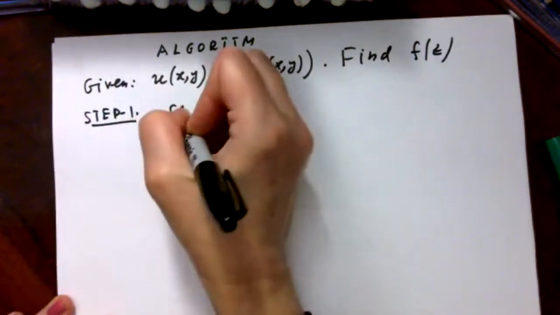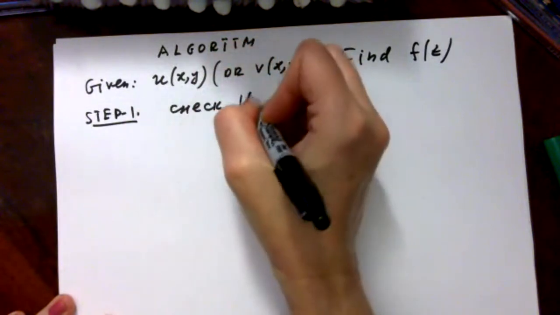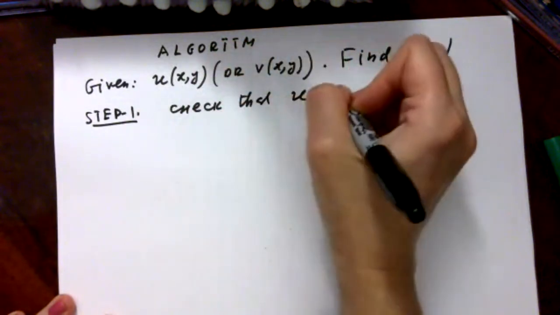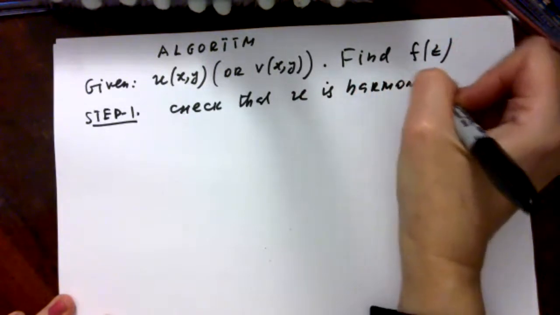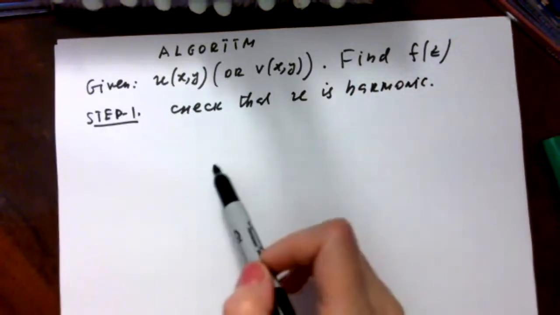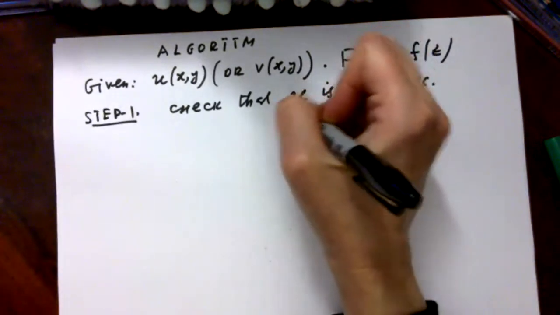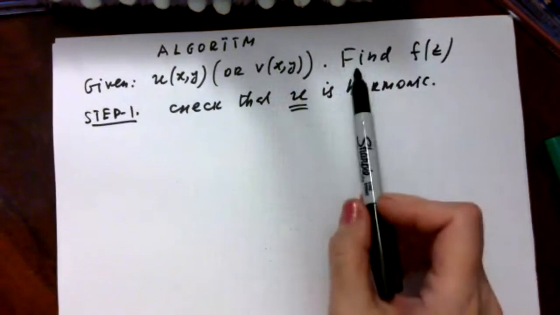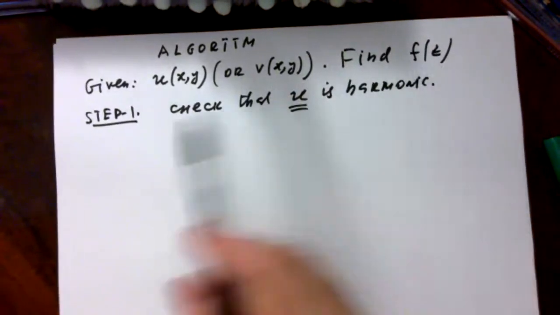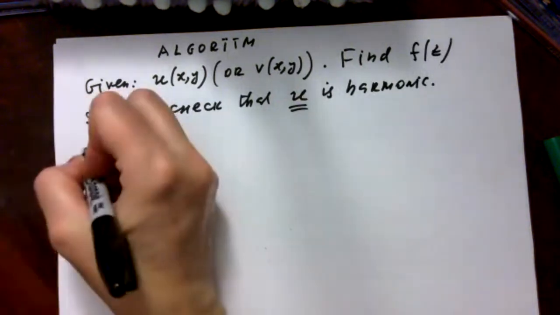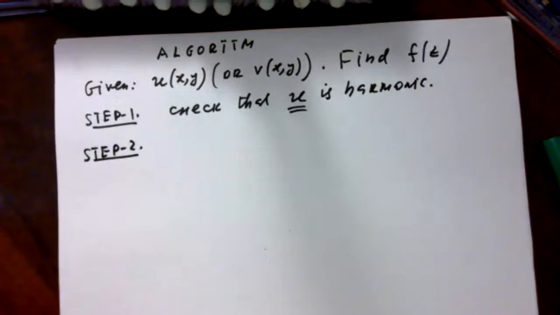Step one: check that the function you're given, u or v, is harmonic. This is absolutely necessary. Only if the function is harmonic is it possible to do this task. Only in this case does the solution exist. So it's absolutely necessary to check it.